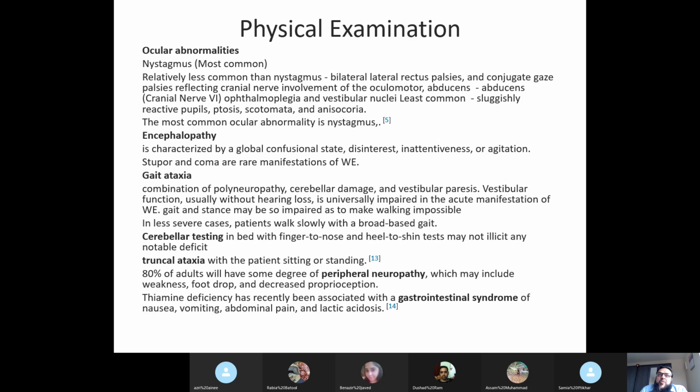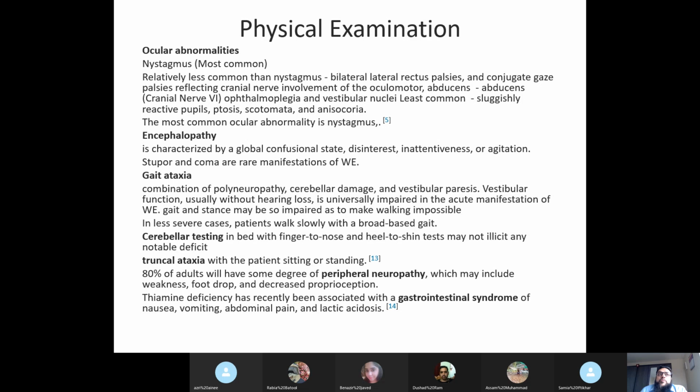That is, ataxia during walking. One is a truncal ataxia or standing ataxia, and one is a gait ataxia. Both can be seen, but in the hierarchy they describe gait ataxia, because there is polyneuropathy, cerebellar damage, vestibular paresis. Due to all these things, the gait will be abnormal. So you should check the gait. You should check cognition. You should check the nystagmus.